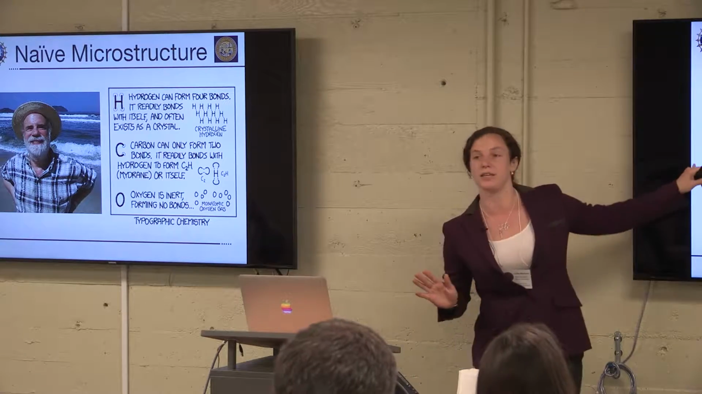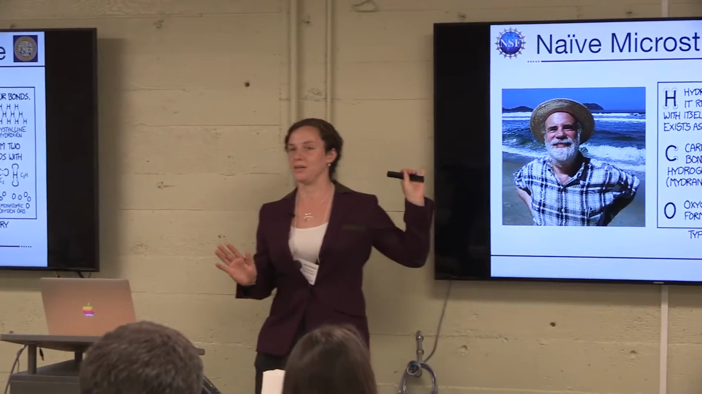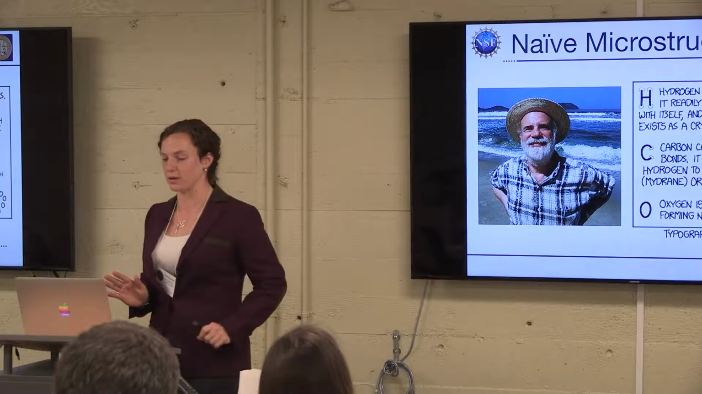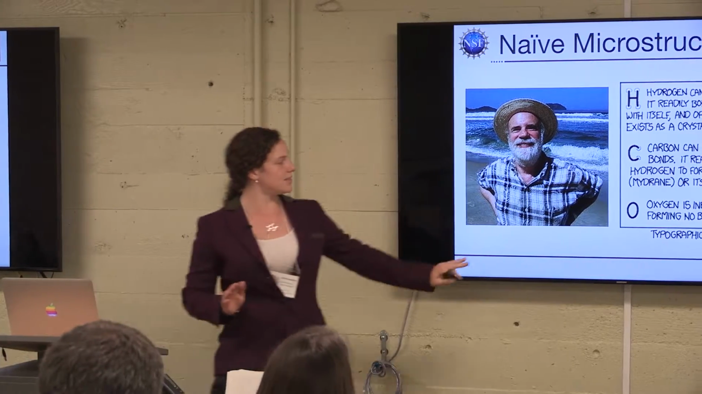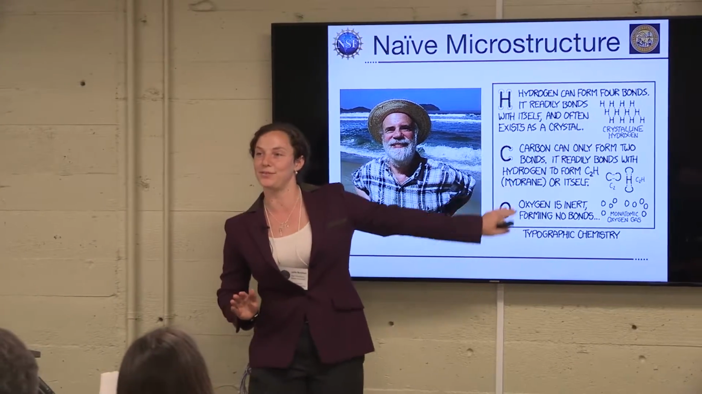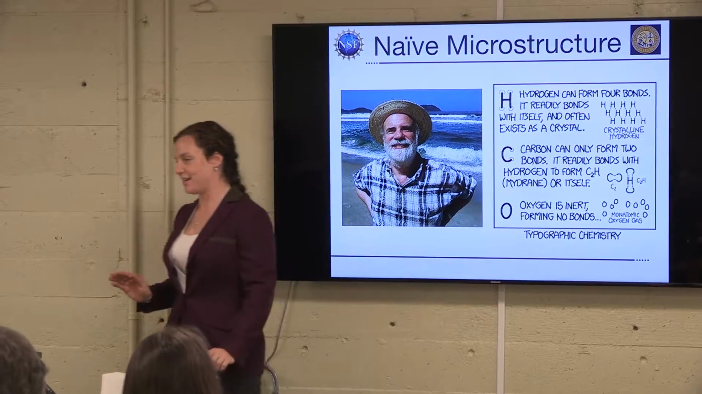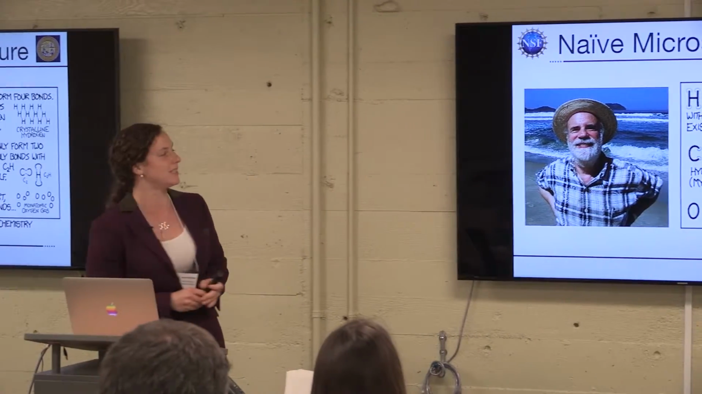This is Saul Kripke. Saul Kripke was one of the proponents of this naive view of microstructure. This is the typographically naive notion of microstructure from the gentle people at XKCD.